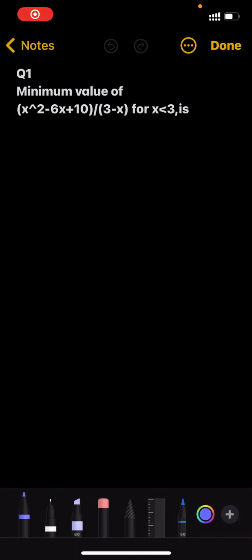Okay, let's go through all the questions of past CAT questions. So this is question number 1. Find the minimum value of (x square minus 6x plus 10) upon (3 minus x).